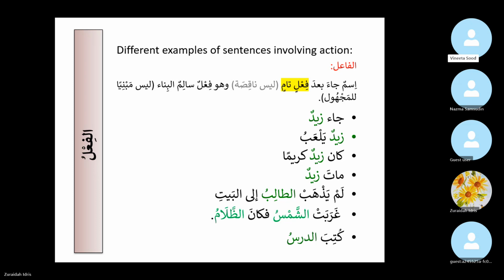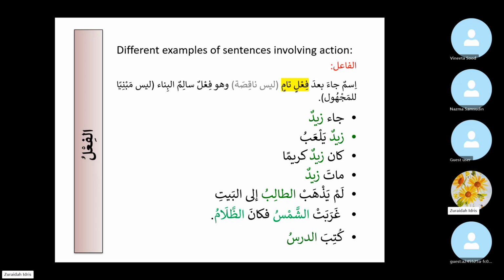Kutiba is passive past, which is mabni majhul, madi mabni lil majhul. Kutiba darsu. Darasa is to study, and it is also to write.